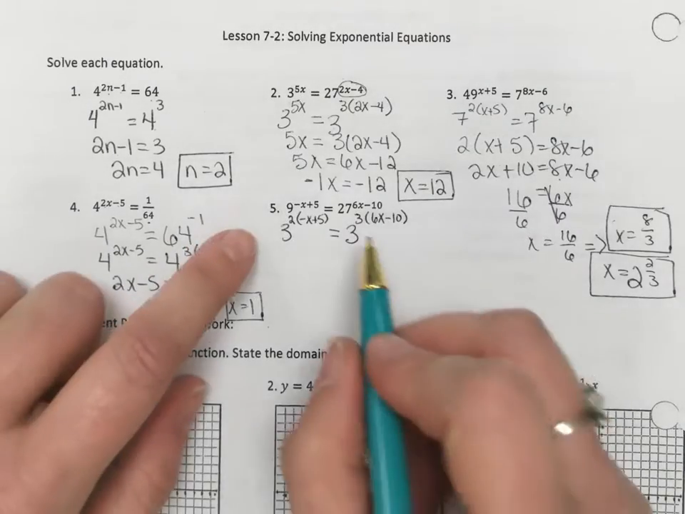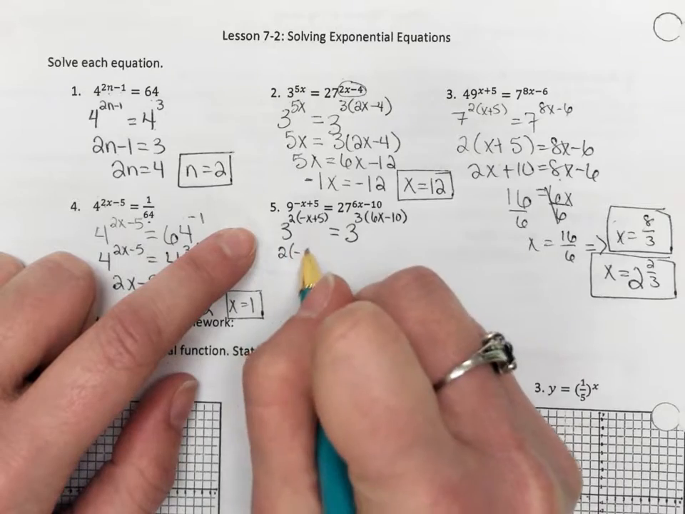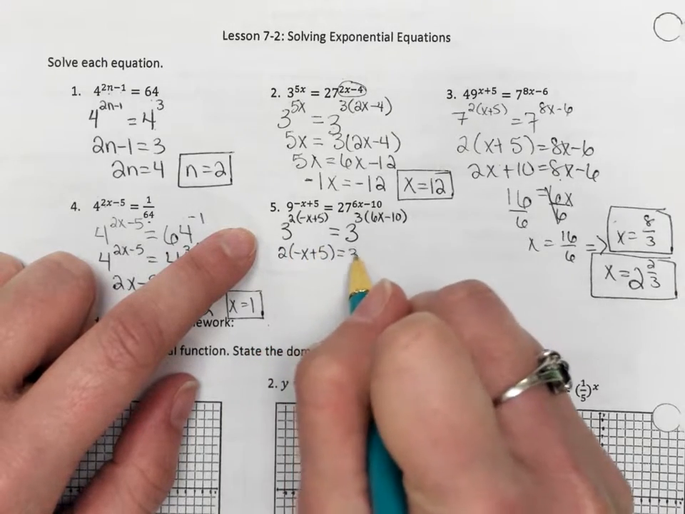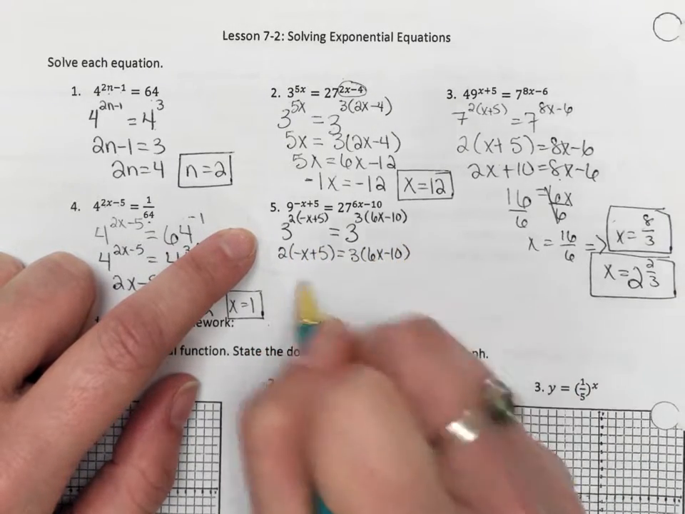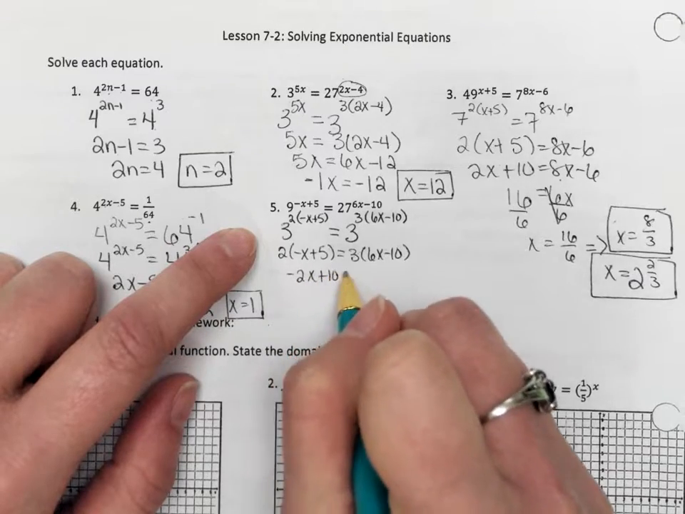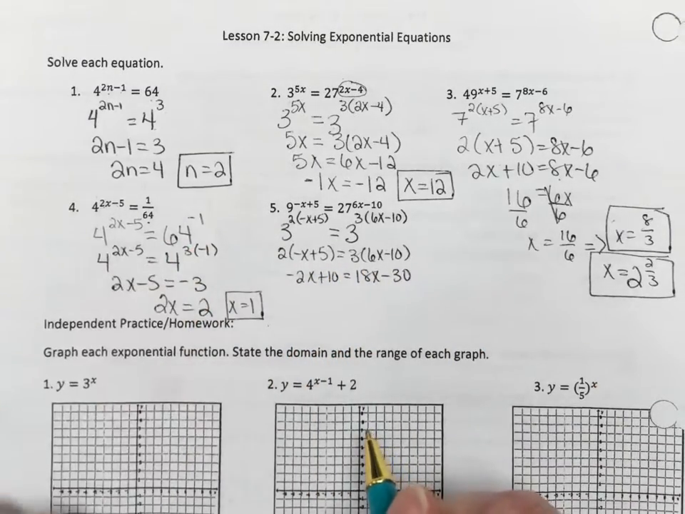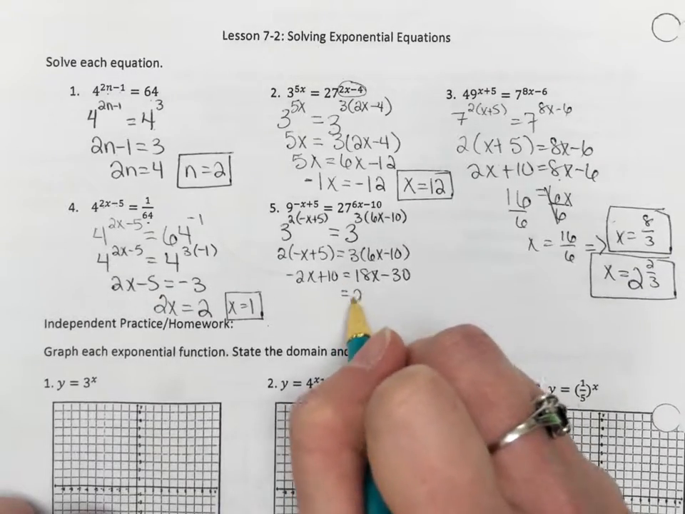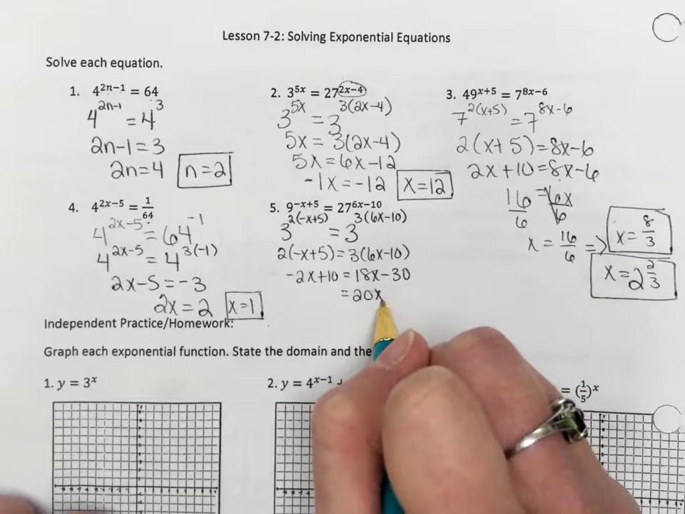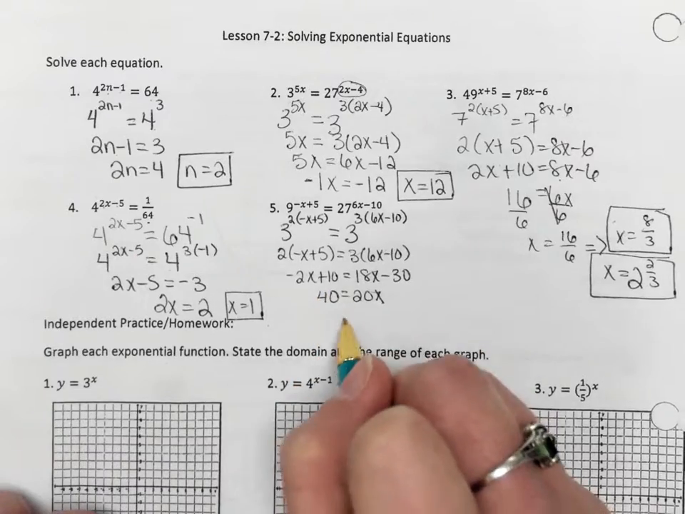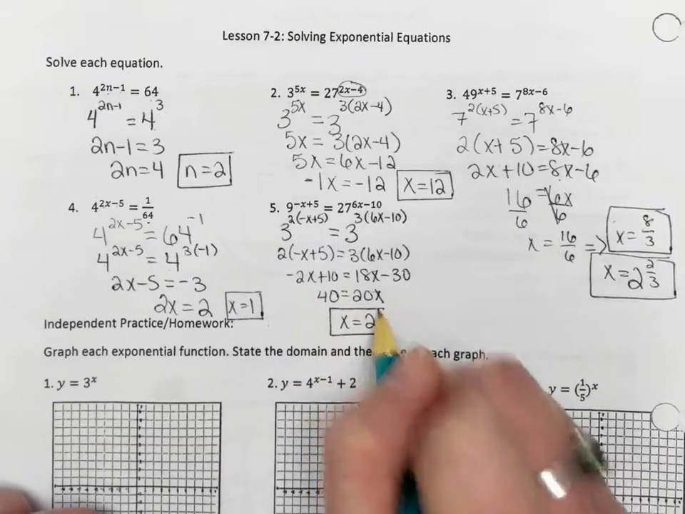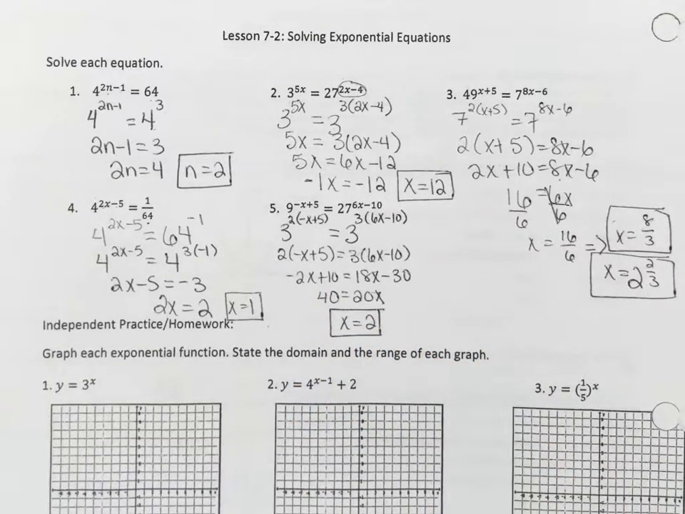All right, now that they have the same base, you can set their exponents equal. Distribute. Add the 2, you get 20x. Add the 30, you get 40. Divide and x is 2. Y'all okay? Got it good?